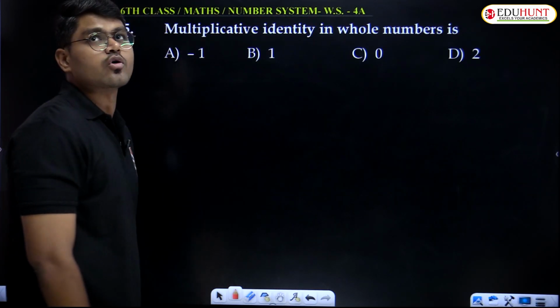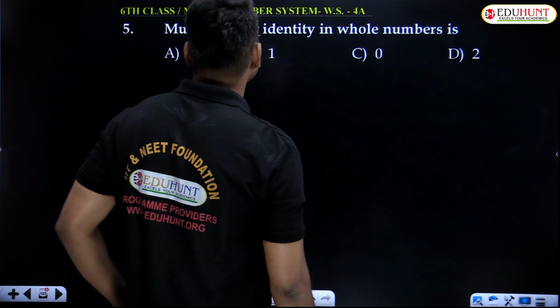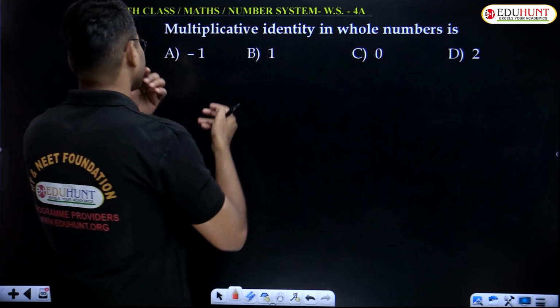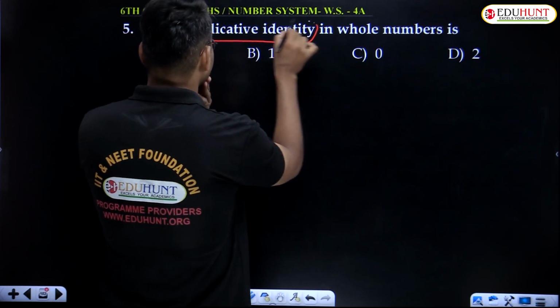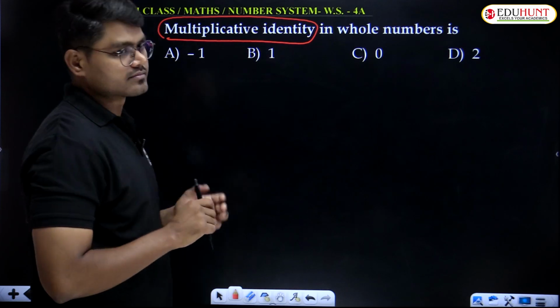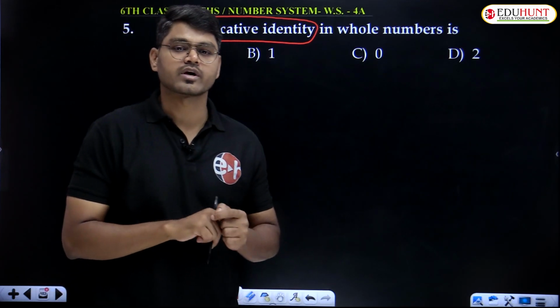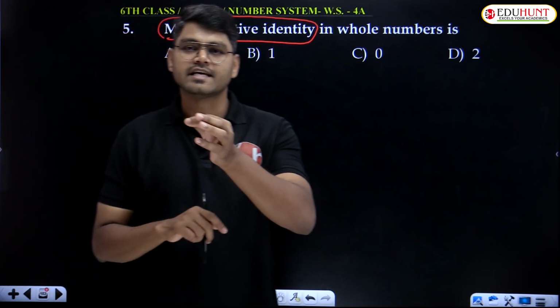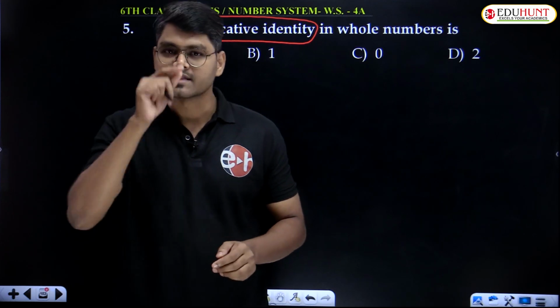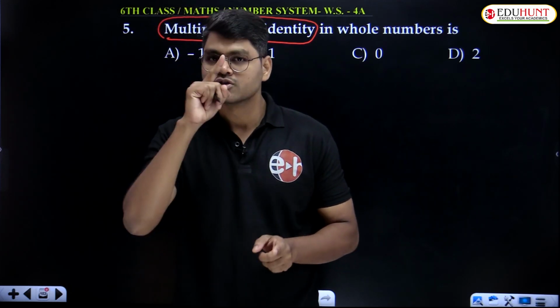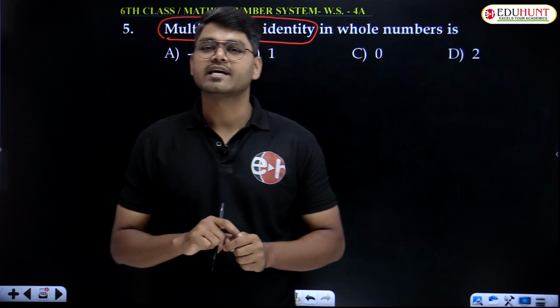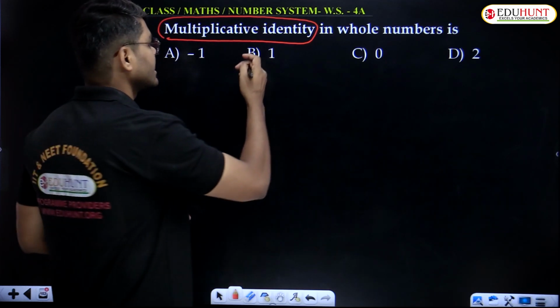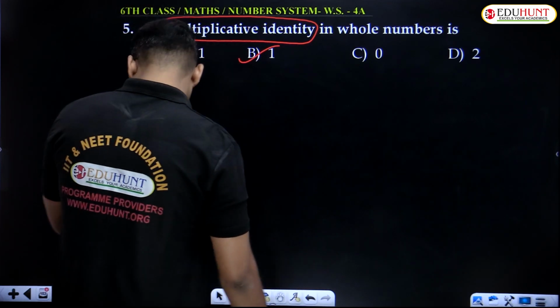Multiplicative identity in whole numbers. What is multiplicative identity? Take any number, that is original number. Multiply by 1, then the result will be original number only. That is called multiplicative identity. So 1 is called multiplicative identity here. Directly we can put the answer B.